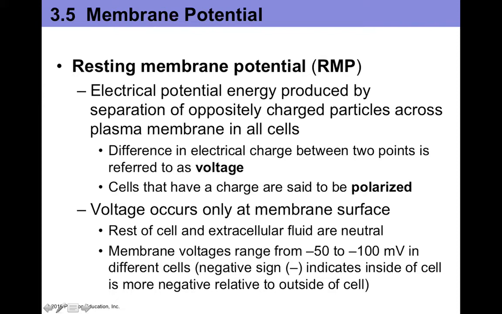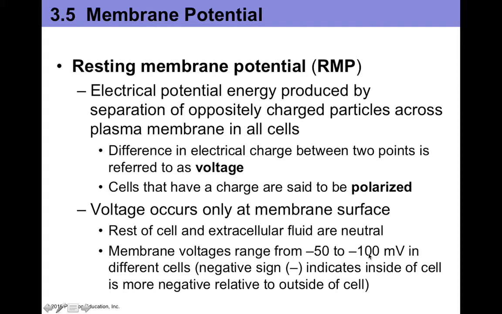So when you have two different electrical charges that are separated, that is a voltage. So in an odd way, the plasma membrane contains a voltage because it separates oppositely charged particles. Now this voltage only occurs at the membrane surface. It turns out that the fluid farther away from the membranes is relatively neutral, so membrane voltages inside of the cell range from about -50 to about -100 millivolts. Now the negative sign here just refers to the relative negativity with respect to outside the cell. So we find that the inside of the cell is relatively more negative than the outside of the cell.